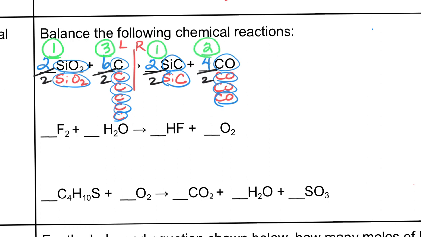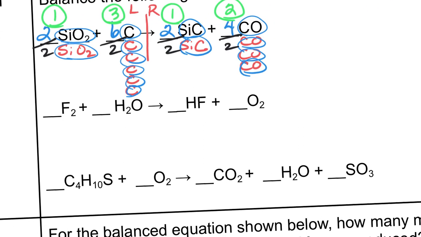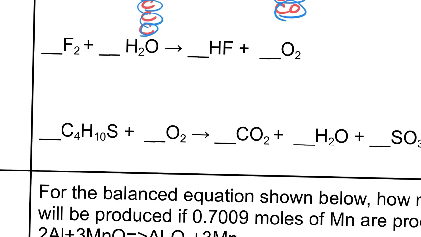So those were the numbers that would originally have balanced this reaction. So you want to pay attention to the numbers in green overall. Let's go ahead and look at the next problem. And so that next problem here is right there in the middle, F2, H2O, HF, O2.